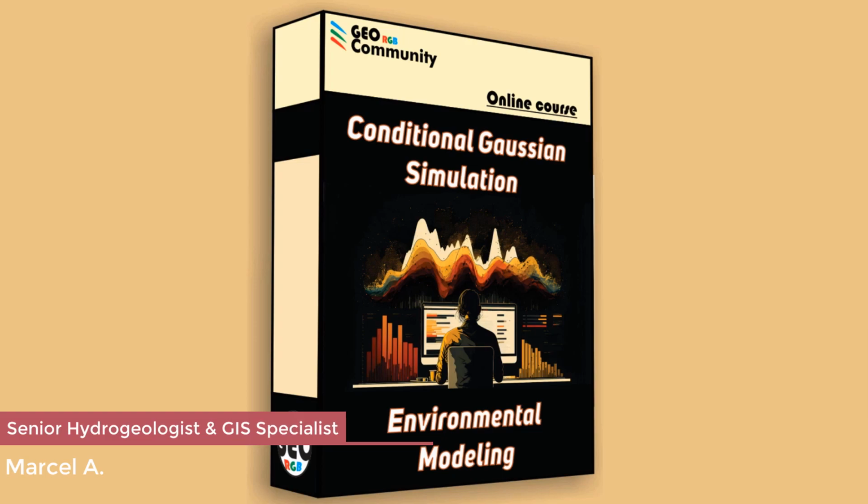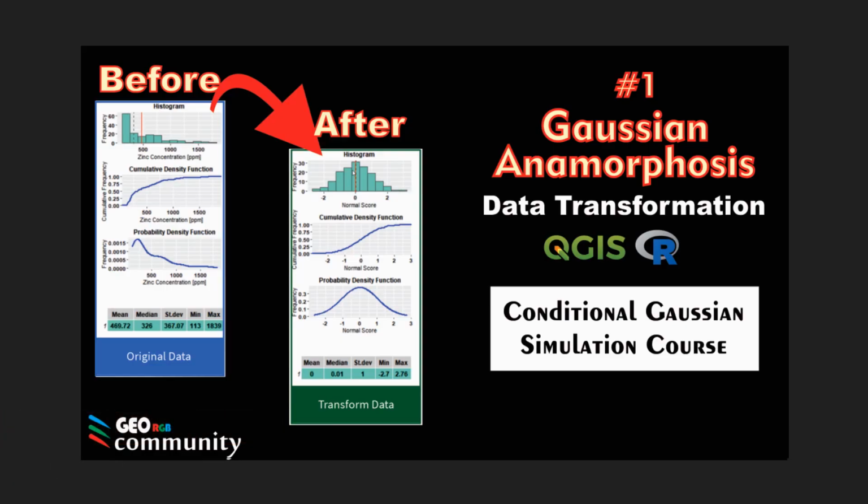This is the first lesson of the Conditional Gaussian Simulation course, and the topic is Gaussian Anamorphosis. Gaussian Anamorphosis is a kind of data transformation that we have to apply when working with Conditional Gaussian Simulation, because one of the primary assumptions of the Conditional Gaussian Simulation is that the data is following a Gaussian distribution.